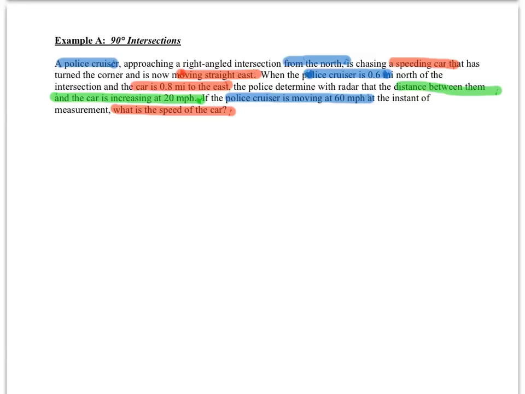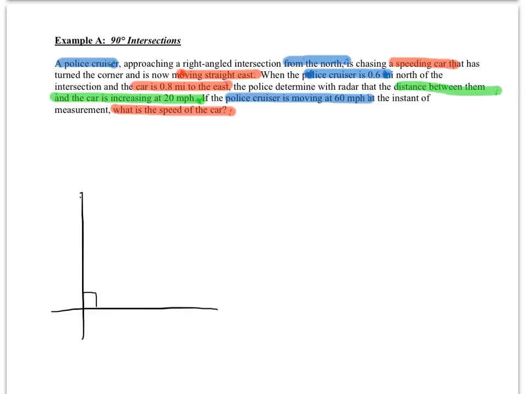Let me put together a couple things. Now for our intersection, if you notice I'm not drawing the entire thing. If I know one car is coming in from the north and the other is going east, those are the only parts that I need to make sure I get correct. Now they do tell you it's a right-angled intersection so that we can create our right triangle.